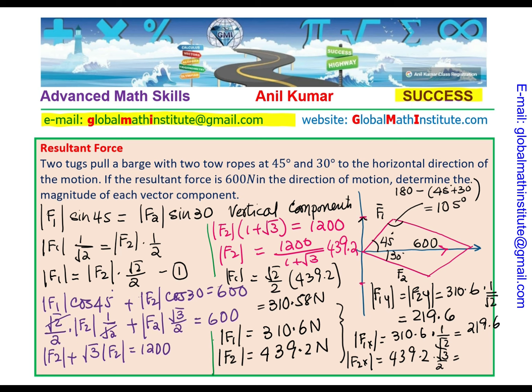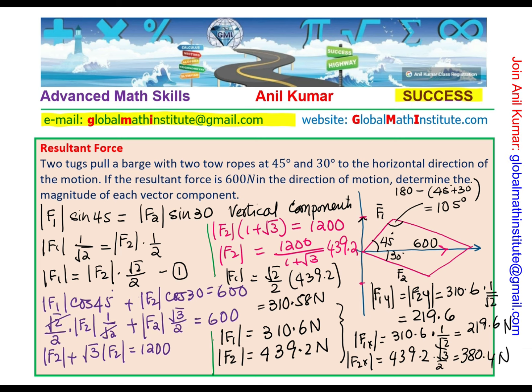So let's figure this out. So 439.2 times square root 3, right, divided by 2. 380.35, so I'm rounding it to 4 newtons. Makes sense. So this is our first method where we use the components and found the solution. So I hope you have understood this, right? You can go through it once again if there are any difficulties. Now let's look into the second solution.